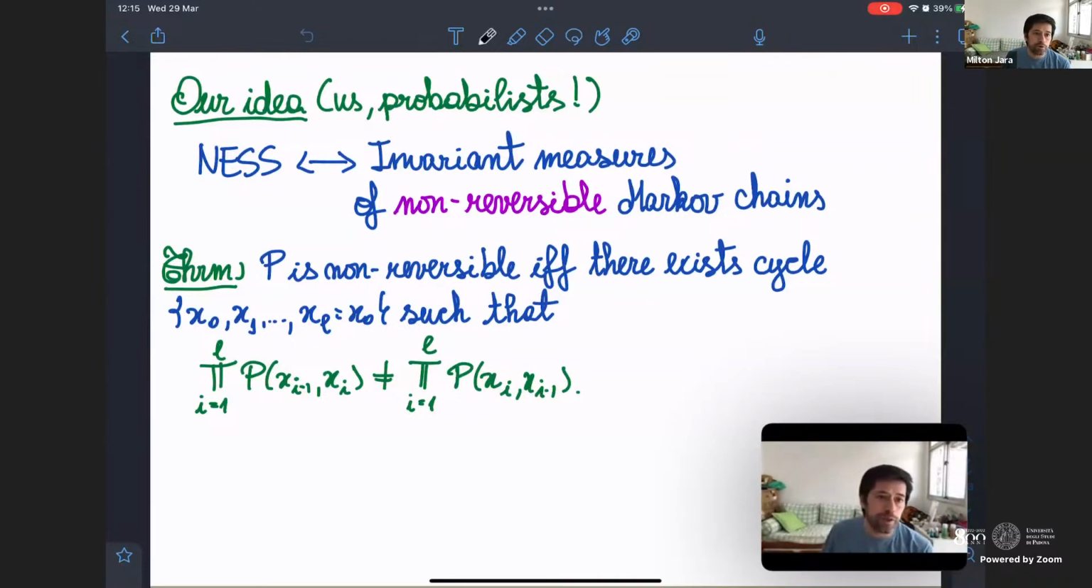And of course, currents prevent you from doing that, because if you reverse time in a process with currents, what you will observe are the currents in the reverse direction. So it's a symmetry-breaking factor, the fact that we have currents in the system. That means that the equilibrium stationary states are what we call reversible invariant measures of Markov processes.